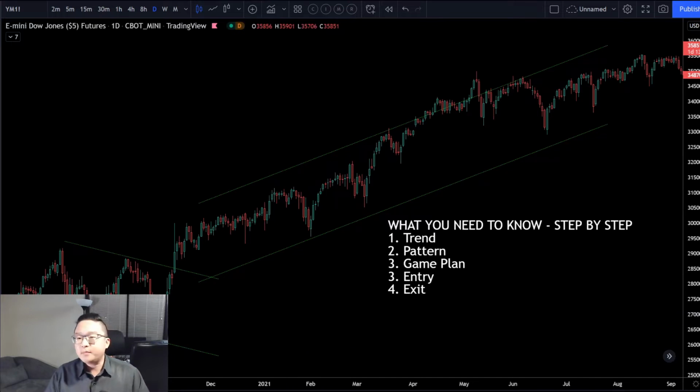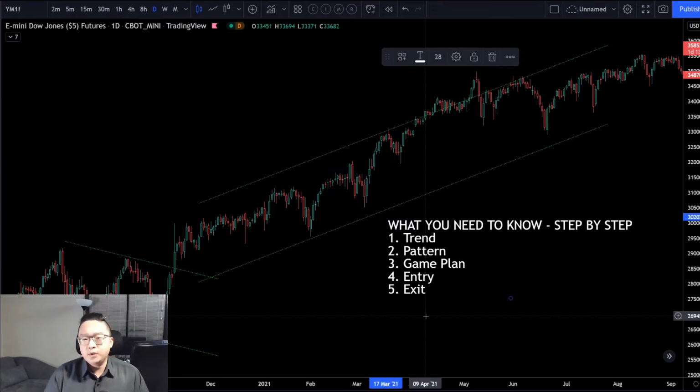Second is understanding patterns. I wouldn't call this one a must, but it is definitely ideal to recognize what patterns you're in. That will help you identify more precise entries and exits, whether it's a W pattern, which will help you identify entries from the bottom or exits from the top. Third is game plan. What is your game plan going into the trade? Where are your entries? Where are your exits? What trend are you trading in? What pattern are you looking at playing?